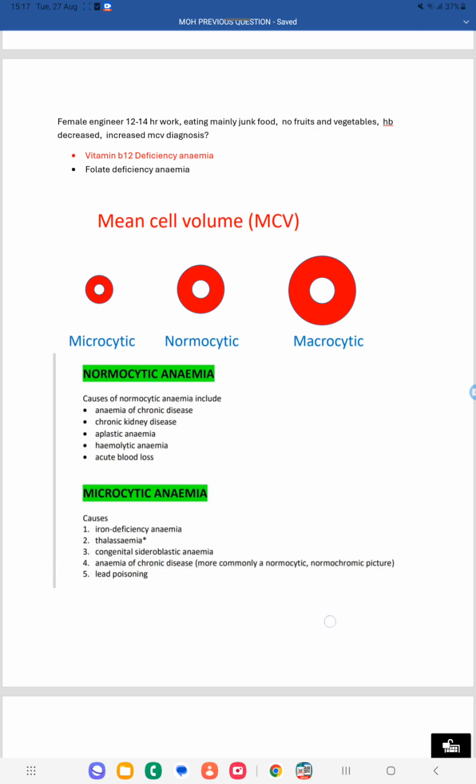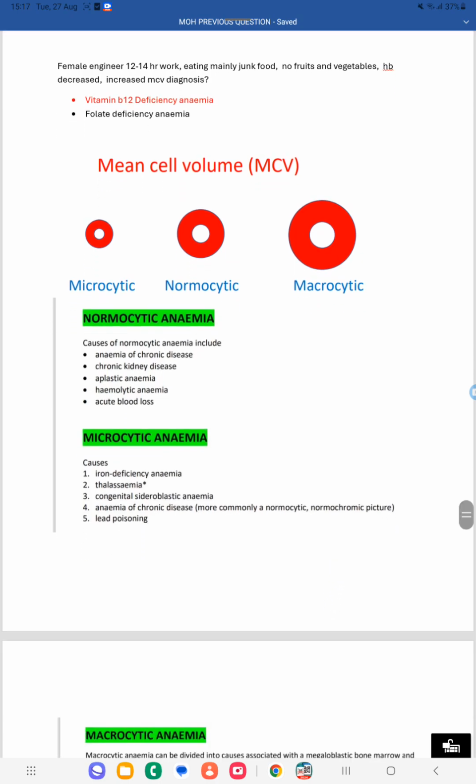In which conditions can you see normocytic anemia? Anemia of chronic disease, chronic kidney disease, aplastic anemia, hemolytic anemia, and acute blood loss. In these conditions you will get normocytic anemia. These conditions cause a deficiency, so proper RBC cells are not forming. The shape has no problem and normal RBC cells are forming, but because of the deficiency, you are not getting enough RBC production. That is the main thing.